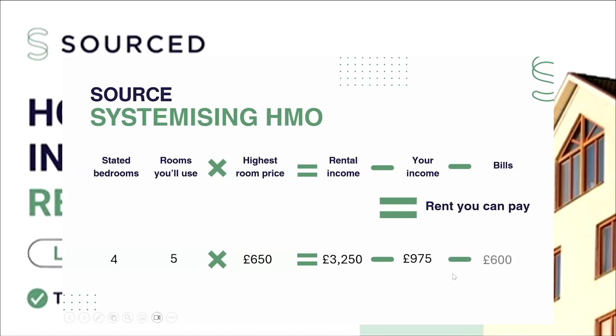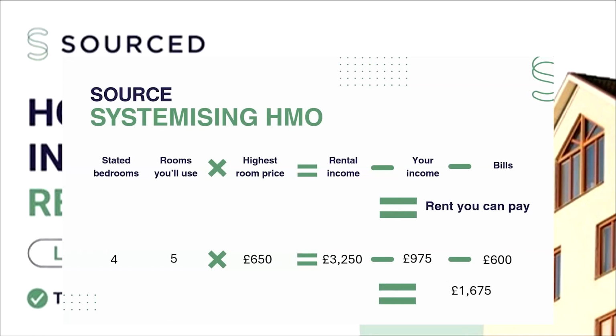I'd then take off my bills. So for a 4-bedroom house that we're going to use as a 5-bedroom HMO, I'm going to estimate that the bills are going to be 600 quid per month, which means that what is left from that rental income is £1,675. And that is the maximum rent I can pay in that area for a 4-bedroom property that I'm going to turn into a 5-bedroom property and use as a HMO.